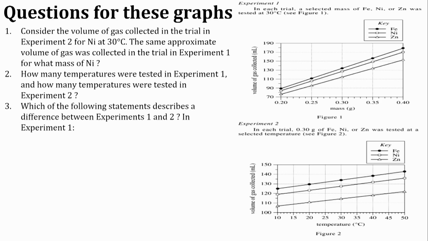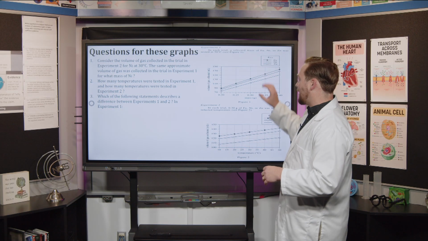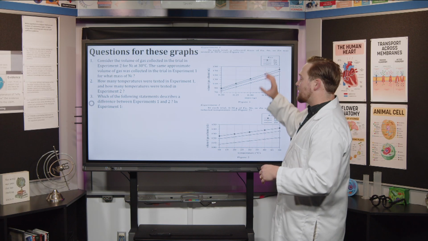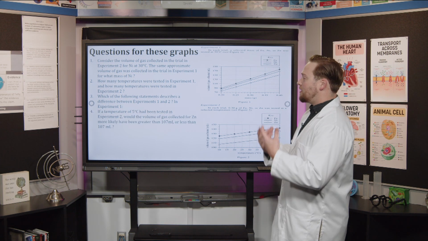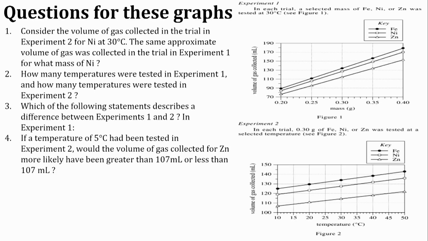So again, if you get questions where the graphs are very, very similar, you can expect that you'll have to compare and contrast them at some point. Okay, so here's question 4. If a temperature of 5 degrees Celsius had been tested in experiment 2, would the volume of gas collected for zinc more likely have been greater than 107 milliliters or less than 107 milliliters?